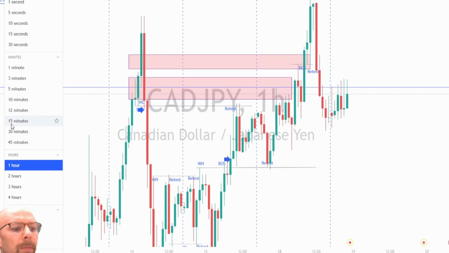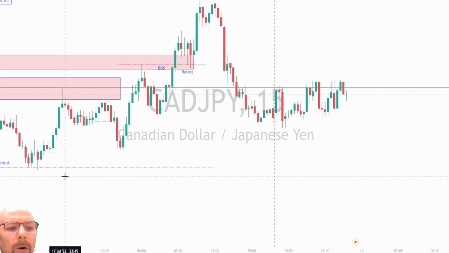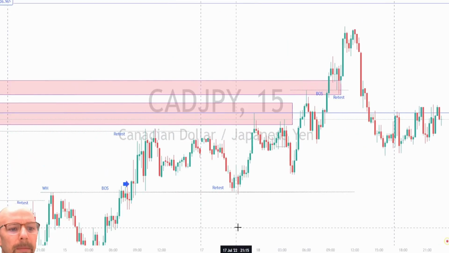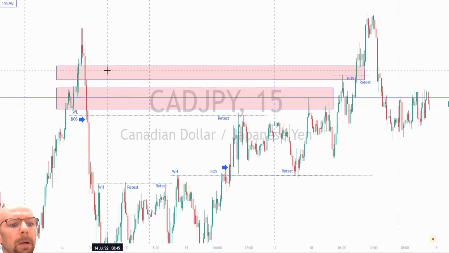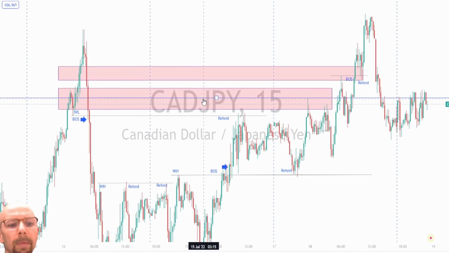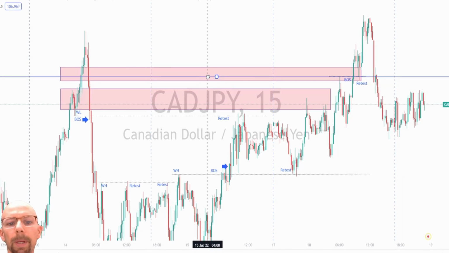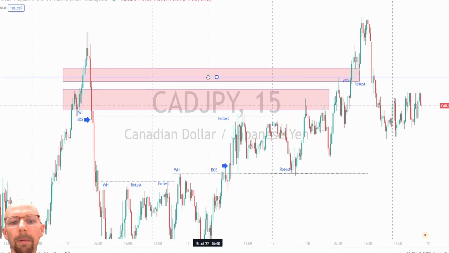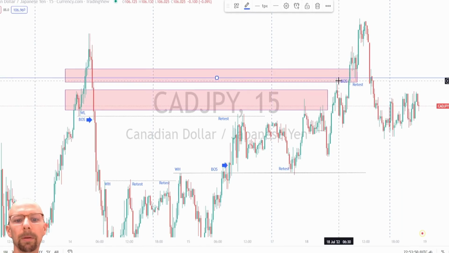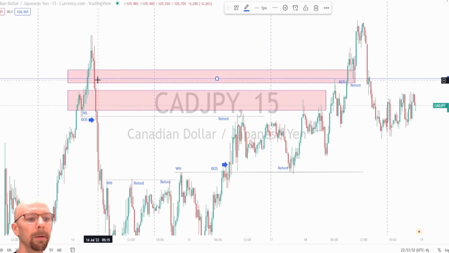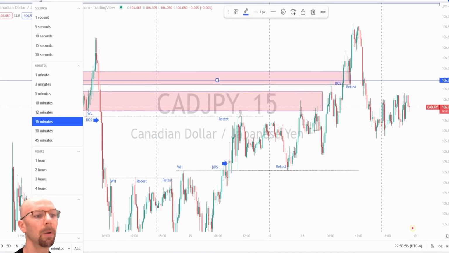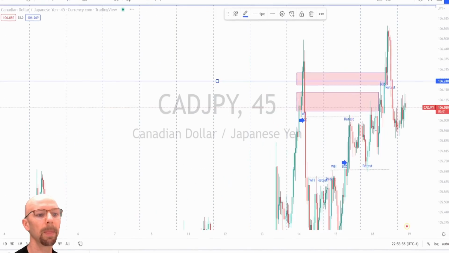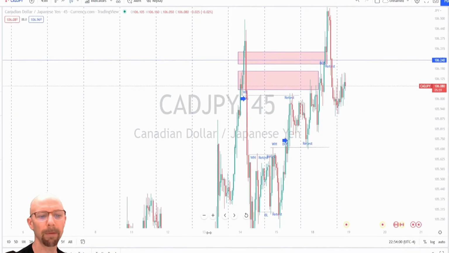So now, if we go back down to the 15-minute and we take a look at the other void up here, just mark the wick high there. See, now we drop down to what we're looking at is the 45-minute time frame.